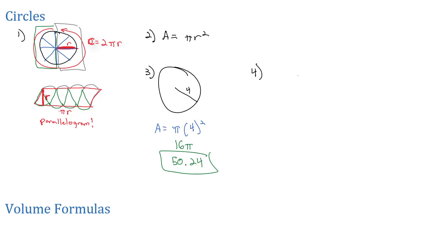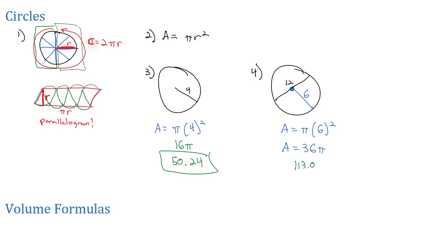Let's try one more. Let's try a circle where the distance across the center from one end to the other is 12. Well, the formula for the area of a circle is pi times the radius squared. The radius is from the center to the edge. It's only halfway across the circle. So if all the way across the circle is 12, halfway would be 6. And so my area formula is pi times the radius of 6 squared. Or 6 squared is 36 times pi for an exact answer. Or we can do 36 times 3.14 and get 113.04.